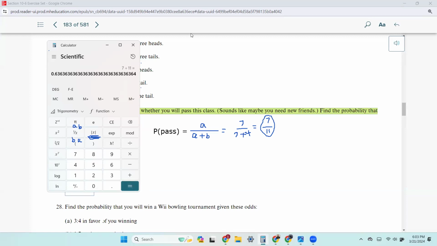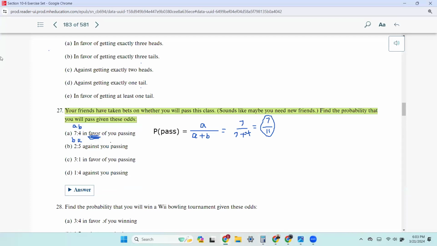How did you know to keep the numerator 7? Because of this. Look at this. Because that's the formula for probability coming from odds. If it's a success, which in this case passing is a success, then A is going to be up here. All right. And down at the bottom is A plus B. And it doesn't matter about the order down there.